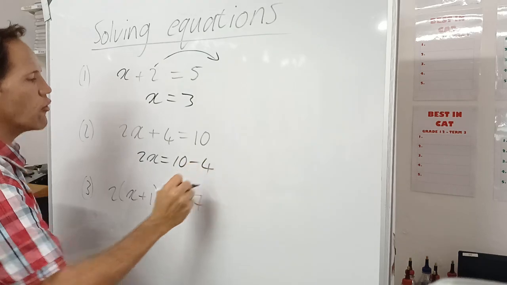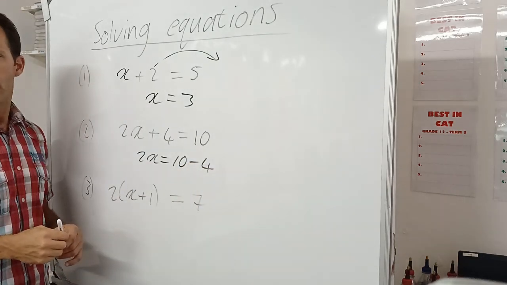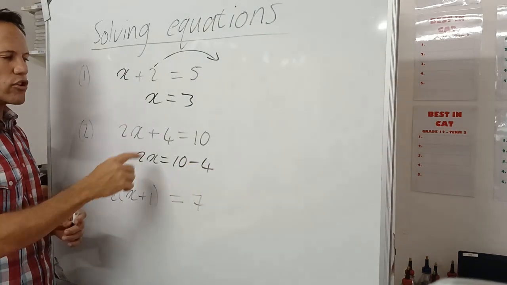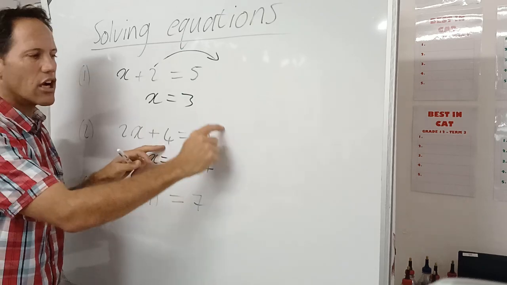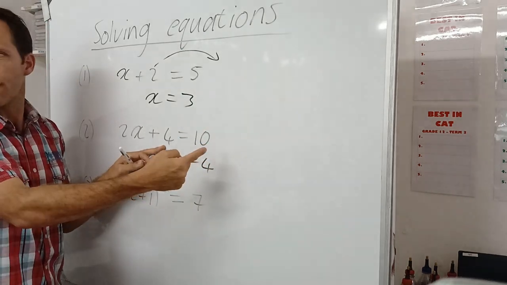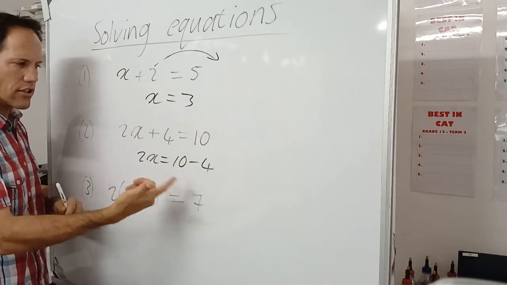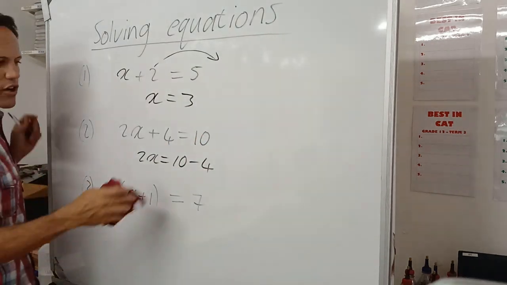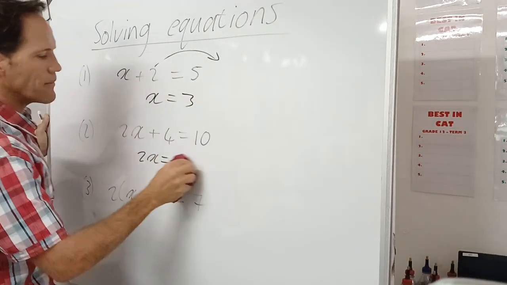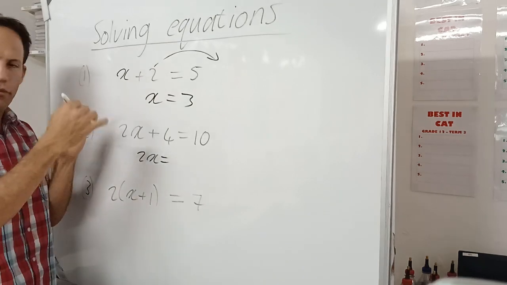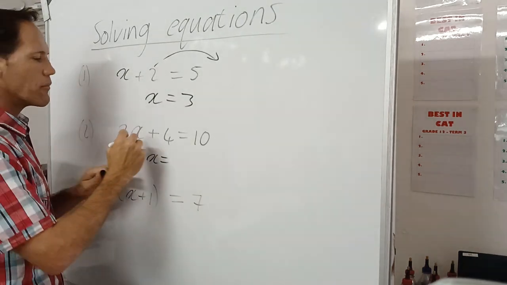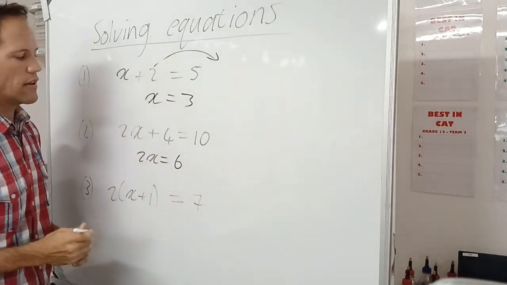Okay, with this one now you can say, let's take the 4 over and say 2x is equal to 10 minus 4. Okay, you can do that. Or you can think for yourself, when I take it over, I know I'm going to have 10 minus 4. So to save time, you can just say, okay, so it's going to be 6. 10 minus 4, I know 10 minus 4 is 6. So I'm just going to skip that little step because I want to save time. And I'm going to say 2x is equal to 6.